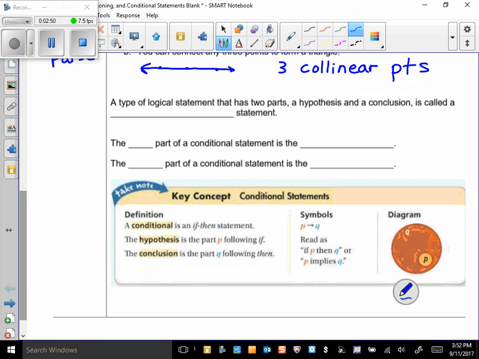Okay, what is a type of logical statement that has two parts, a hypothesis and a conclusion? That's called a conditional statement. A conditional statement. It's got an if part and a then part. The if part of the conditional statement is the hypothesis. The part that comes after then is the conclusion.